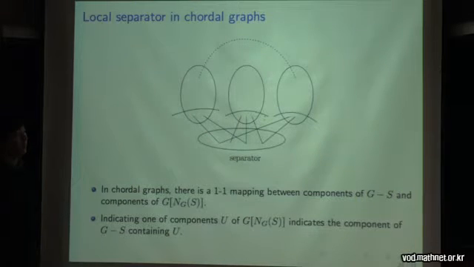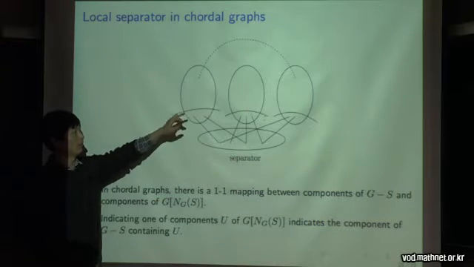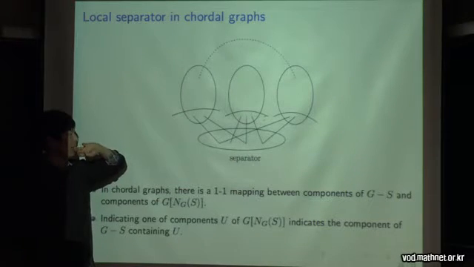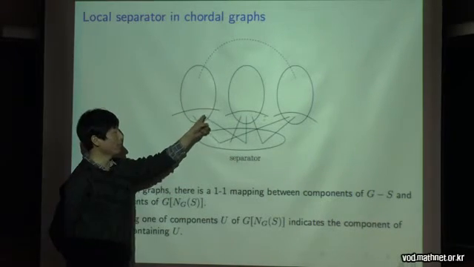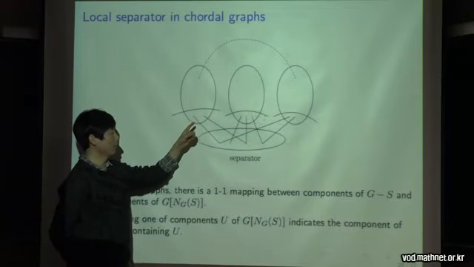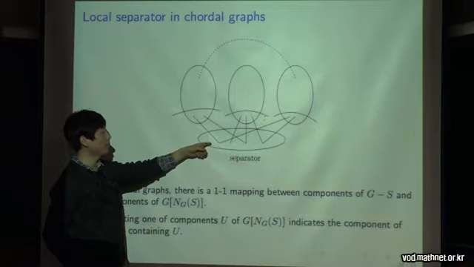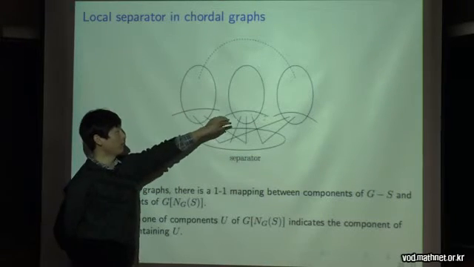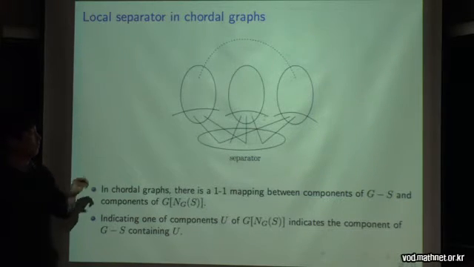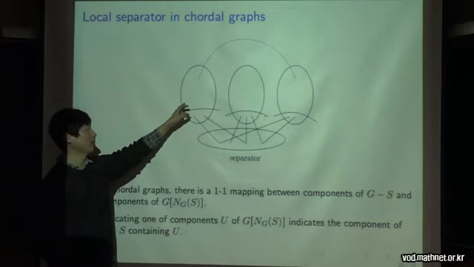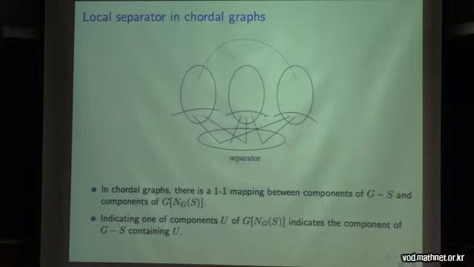So this is a very easy observation that you have a chordal graph and you have some vertex separator to divide it into connected components. Then actually there is a one-to-one mapping between the neighborhood of this set, meaning the set of all vertices having a neighbor on this separator, and then this might have connected components, right? So there is a one-to-one correspondence with the set of all components in the whole graph, right?